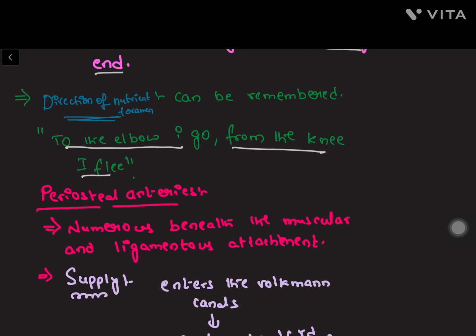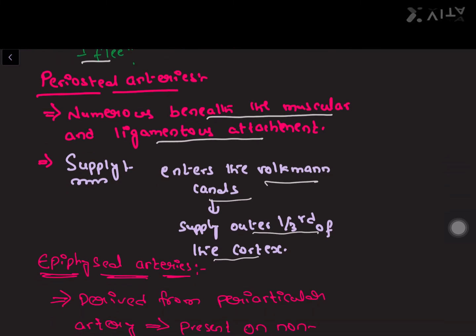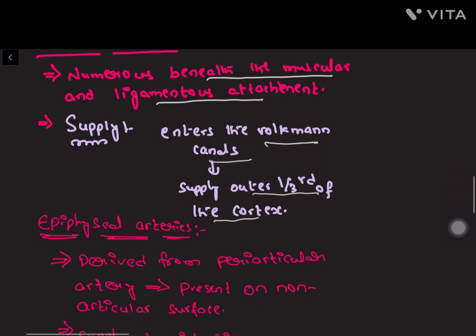Next, periosteal arteries. These are numerous beneath the muscular and ligamentous attachments, and they enter the Haversian canal and supply the outer 1/3 of the cortex. So who is supplying the inner 2/3? Yes, it's correct, the nutrient artery.